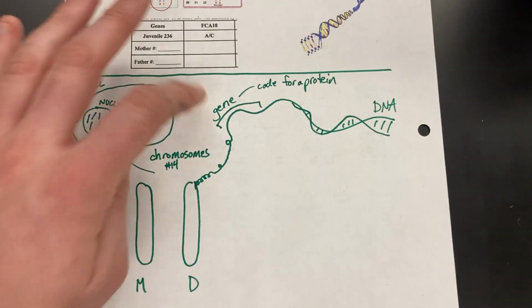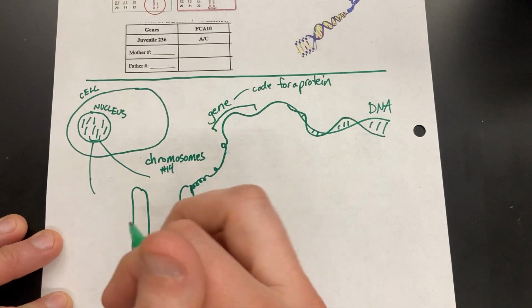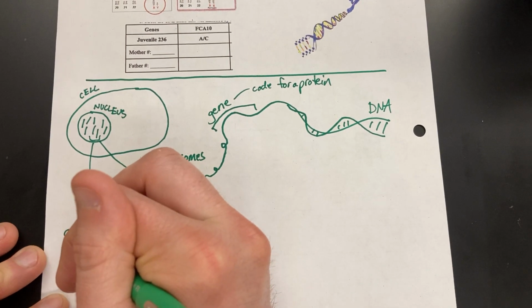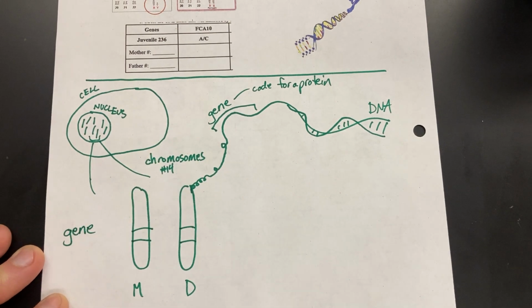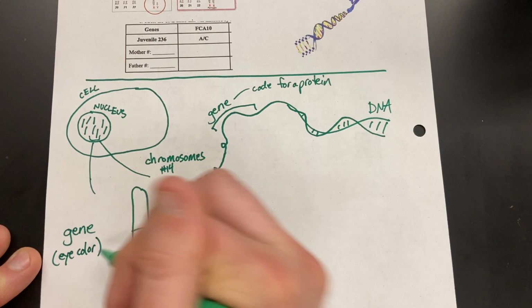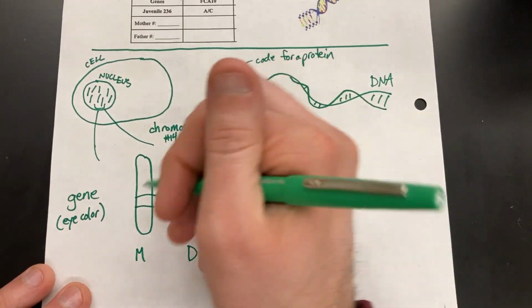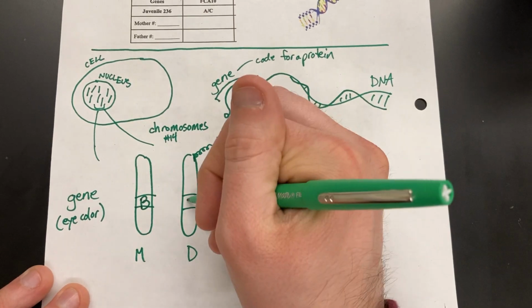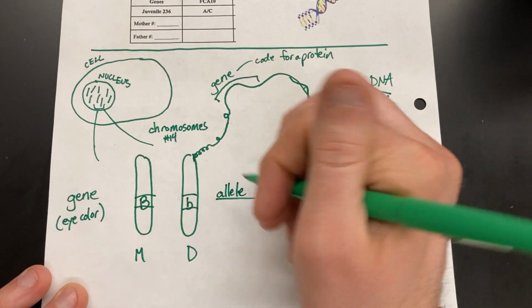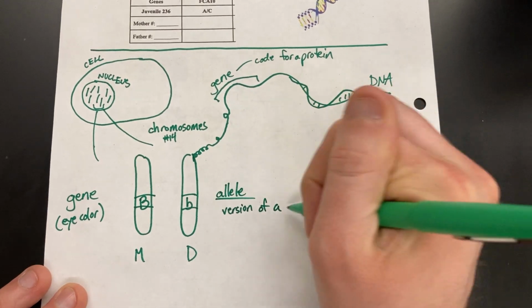So maybe this is the gene for actin, muscle fiber, and if we go to another location on this chromosome, another locus, we might find that there's a gene for, let's say, eye color. And so maybe your mom gives you an allele, and your dad gives you another allele. So what's an allele again? An allele is just a version of a gene.